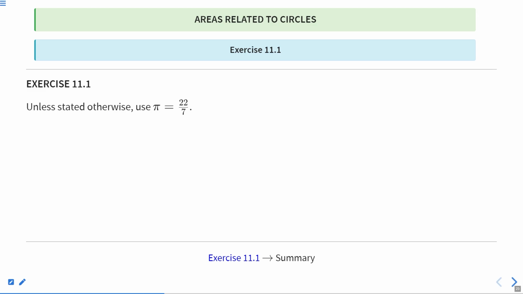Here, unless stated otherwise, we use the value of pi equal to 22 by 7. In this lecture, basically we'll discuss exercise 11.1 and also the summary.